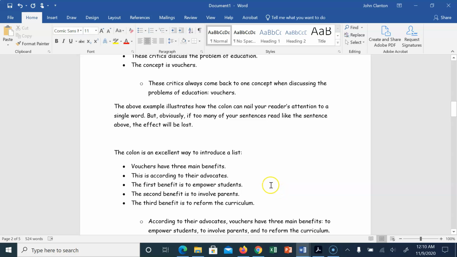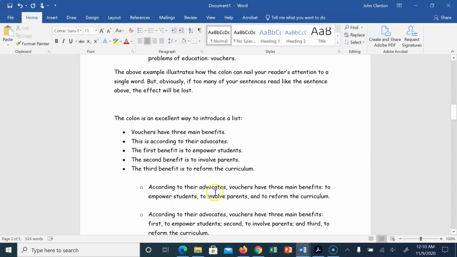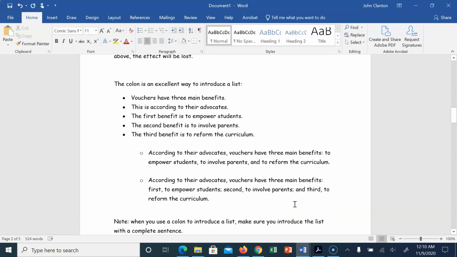Okay, another way that colons are used is when you want to introduce a list. Like in the example here, according to their advocates, vouchers have three main benefits: to empower students, to involve parents, and to reform the curriculum. So notice how the three items in this series all kind of sound and look the same, right? This is called parallel construction. All begin with to, right? To empower, to involve, to reform. Okay?